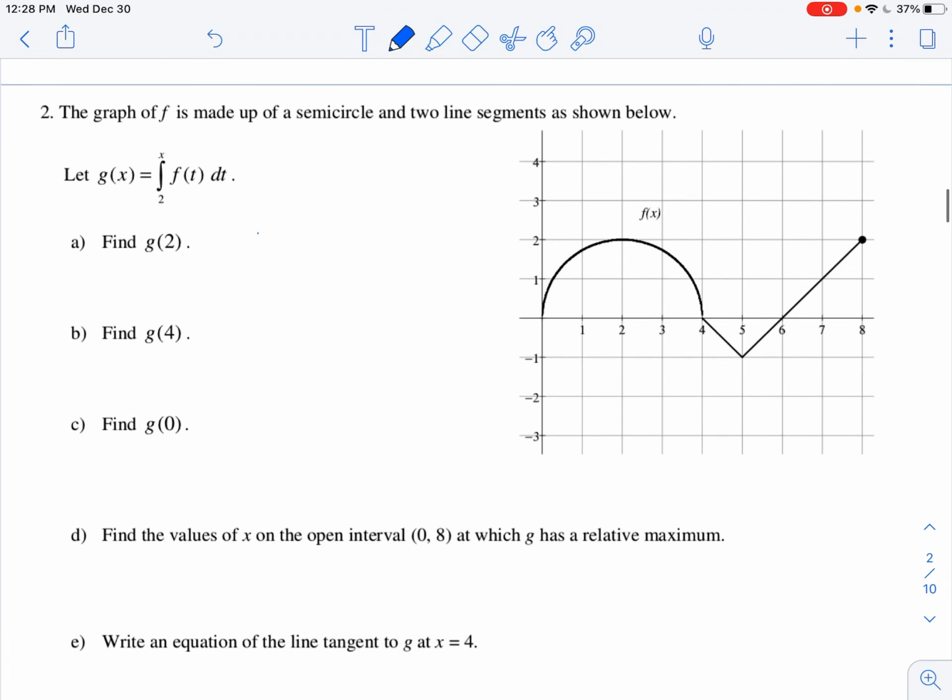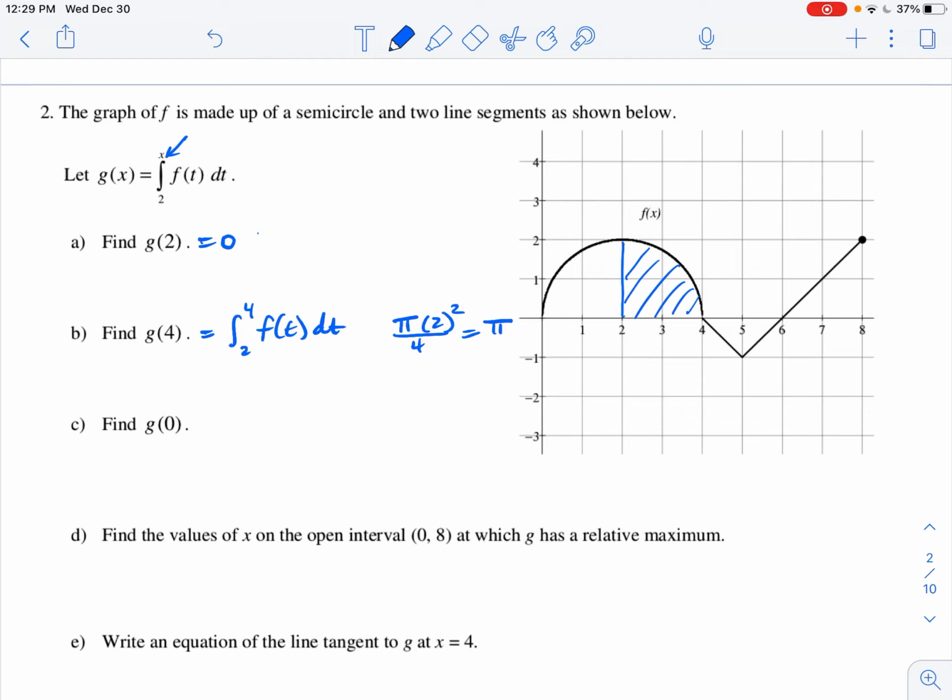Okay, next example. The graph of f is made up of a semicircle and 2 line segments as shown below. Let g of x equal the integral from 2 to x of f of t dt. Find g of 2. Well, if I substitute in a 2 right there, that's going to give me 0. Nice and easy. Now let's evaluate the next one. This is going to give me the integral from 2 to 4 of f of t dt. From 2 to 4, that is a quarter circle, so pi r squared divided by 4. So this is just pi.